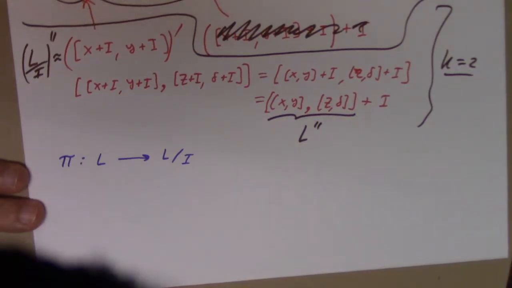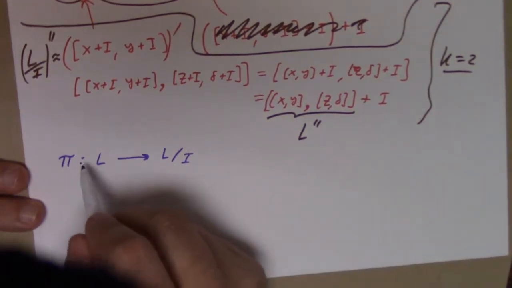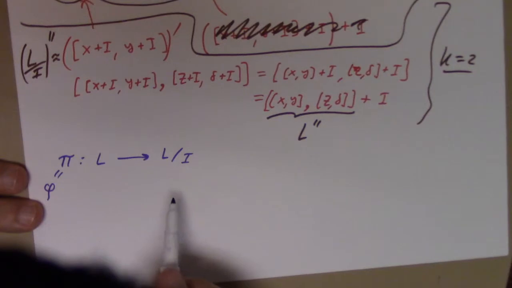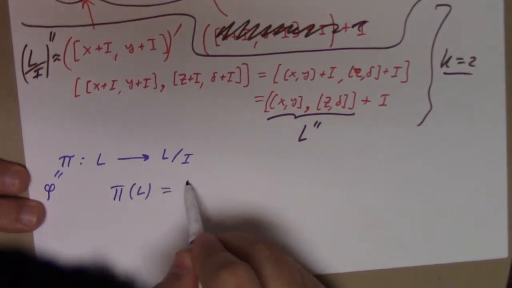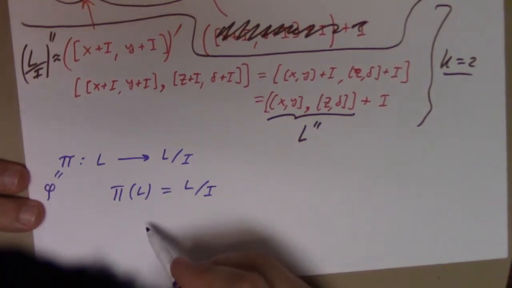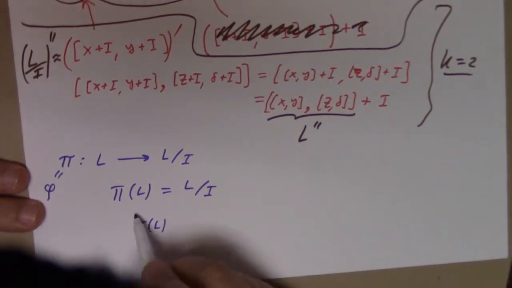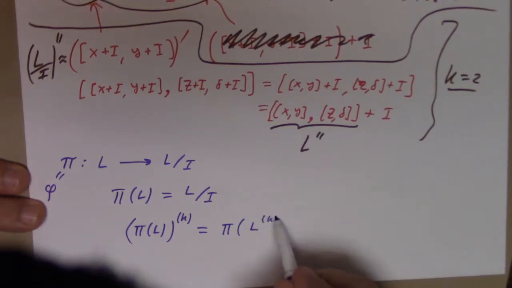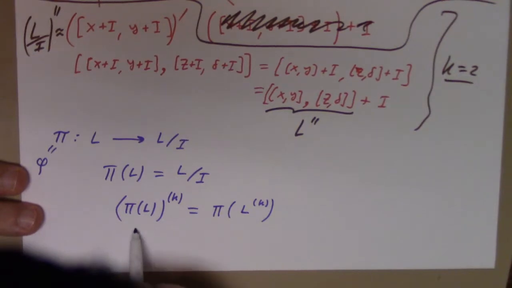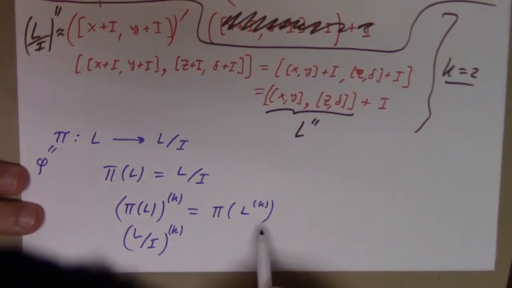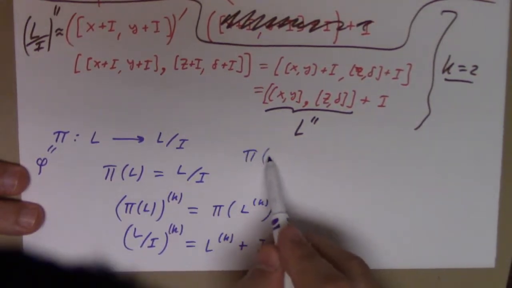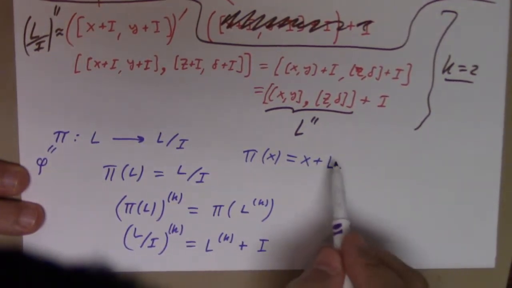So, the canonical homomorphism. Oh, duh. The image pi of L is equal to L mod I. So of course, pi of L to the k is equal to pi of L to the k. And so this is L mod I to the k, whereas this is L to the k plus I. Because what is pi? Pi of x is just equal to x plus I. That's the canonical homomorphism.